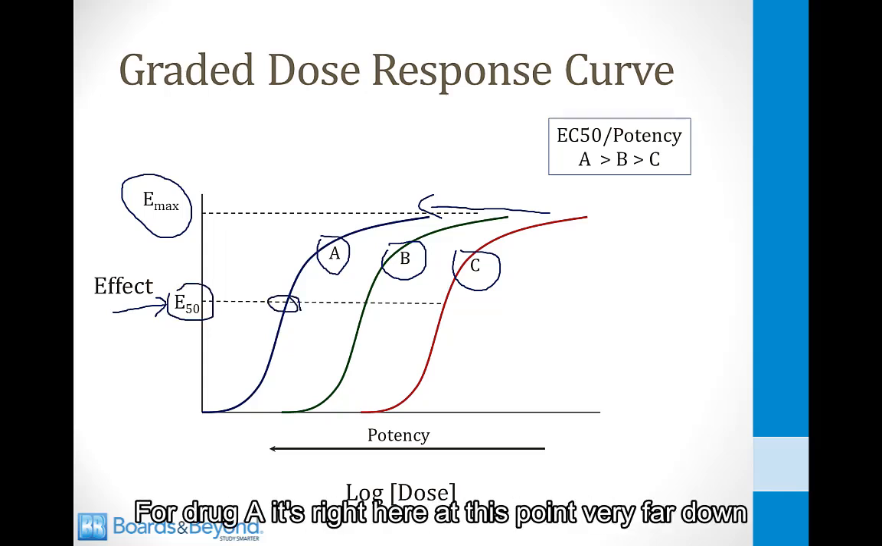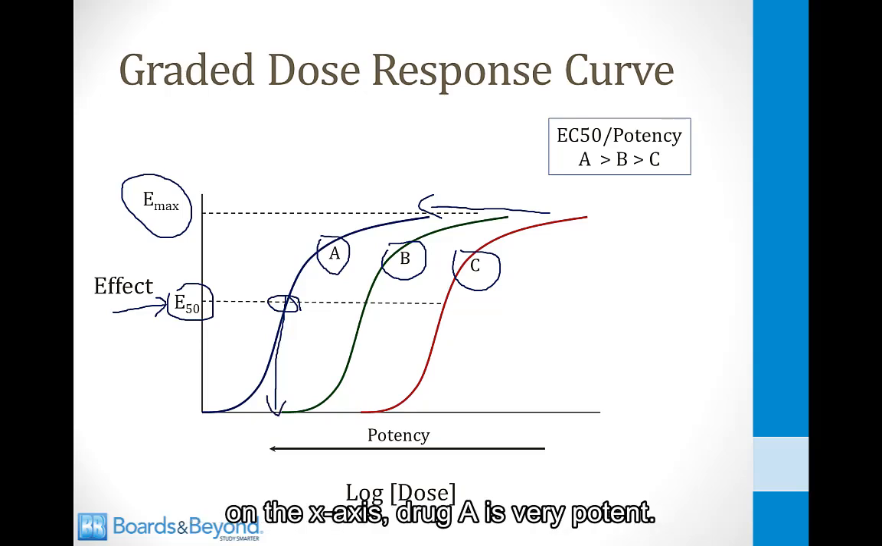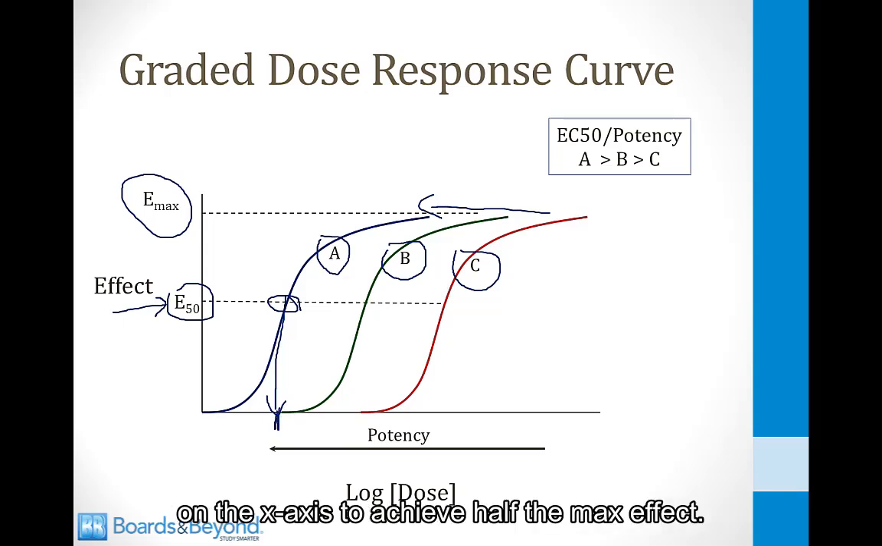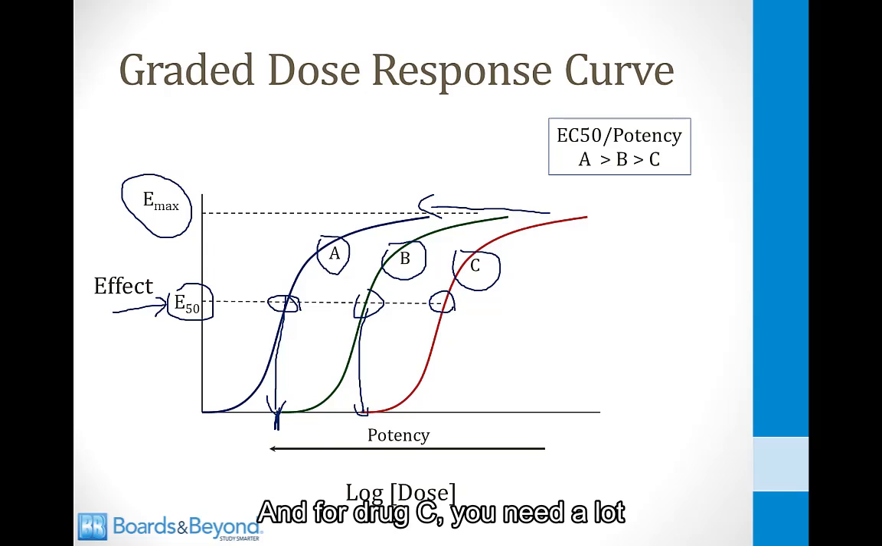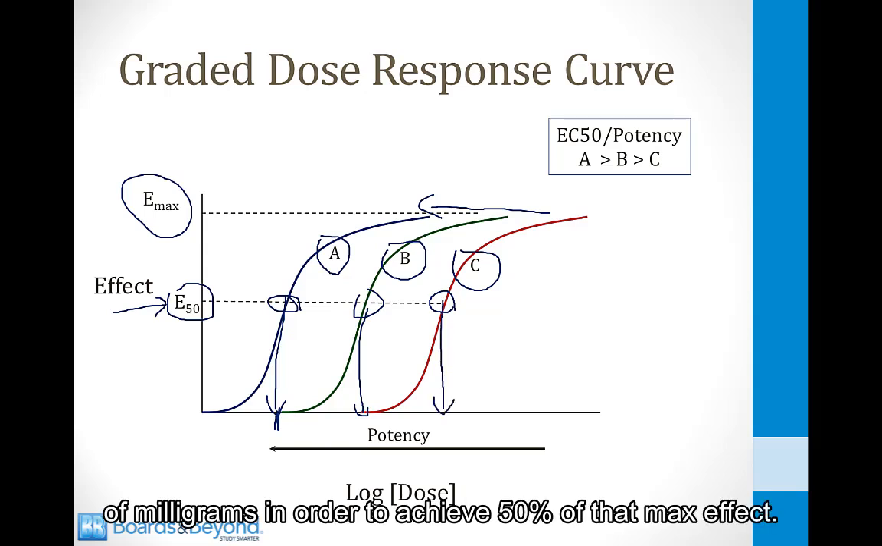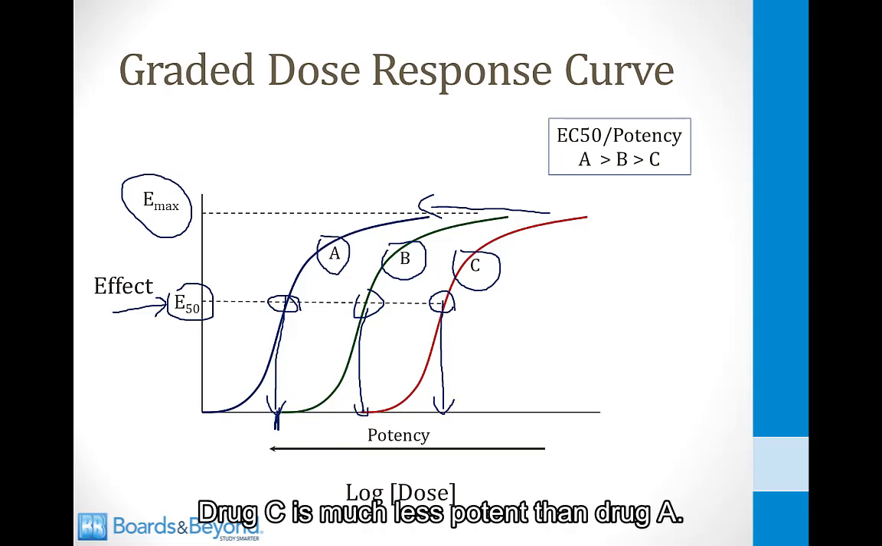For drug A, it's right here at this point, very far down on the x-axis. Drug A is very potent. It only takes a small number of milligrams here on the x-axis to achieve half the max effect. Drug B is somewhere in the middle on the x-axis, and for drug C, you need a lot of milligrams in order to achieve 50% of that max effect. Drug C is much less potent than drug A.